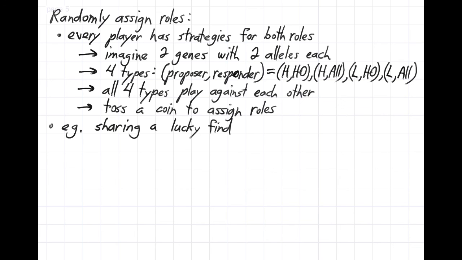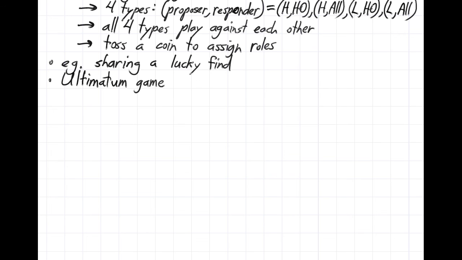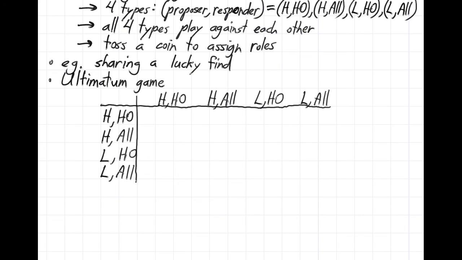So which role you get placed in isn't up to you, and you just need to have a strategy that prepares you to act for whichever role you're placed in. But we're going to look at it again in terms of the ultimatum game. And so now we have 4 possible big strategies or types, and we need to work out what the payoffs are in all 4 of these cases. Let's work through a couple of them, and you'll see how it goes.